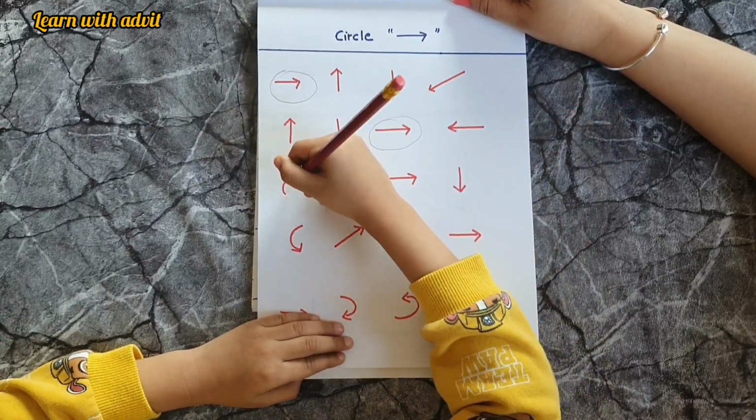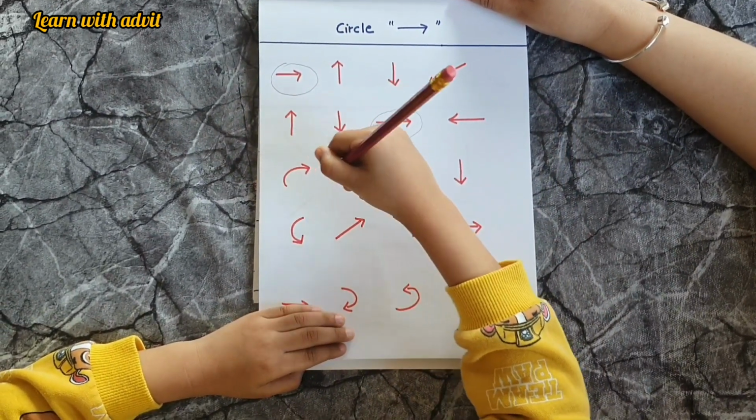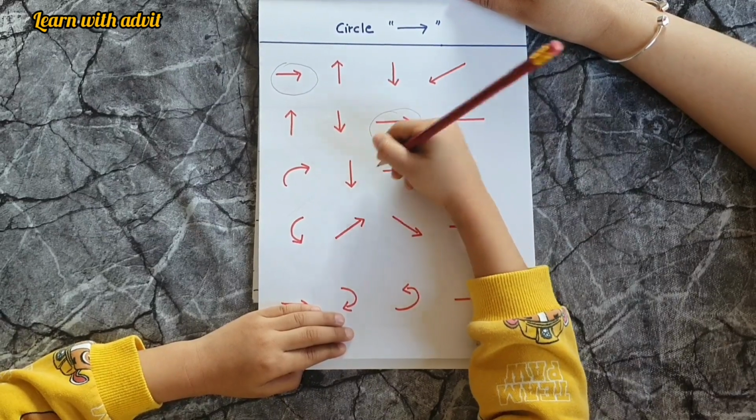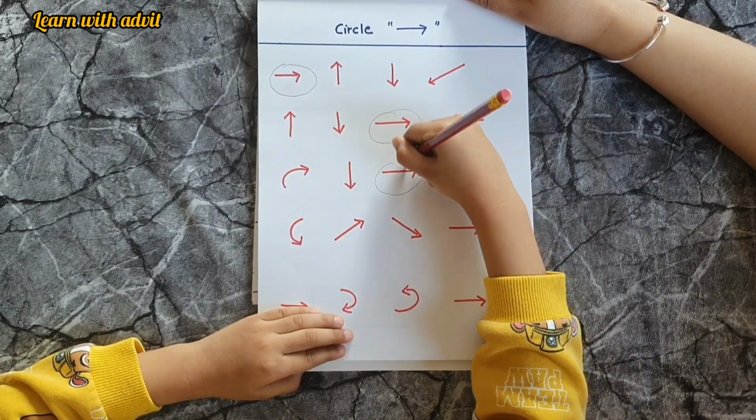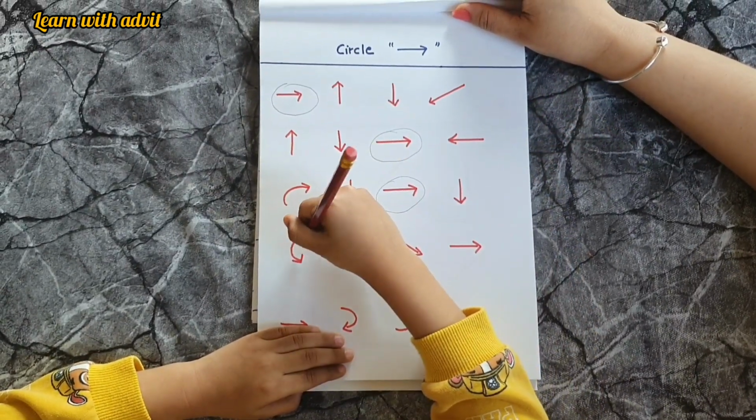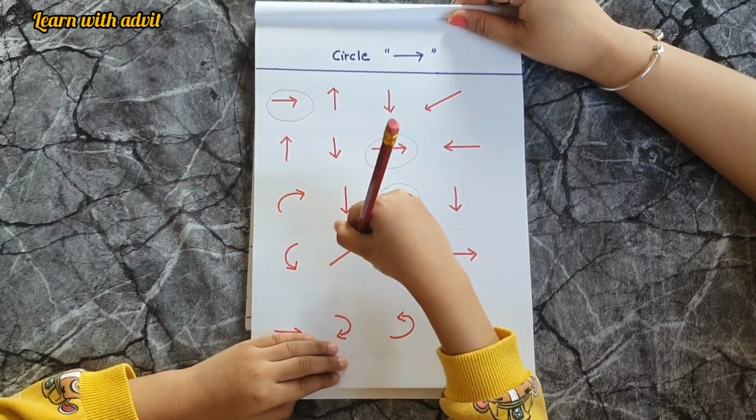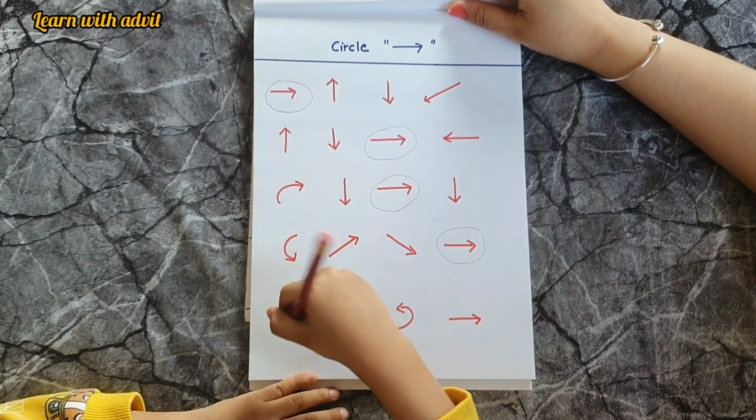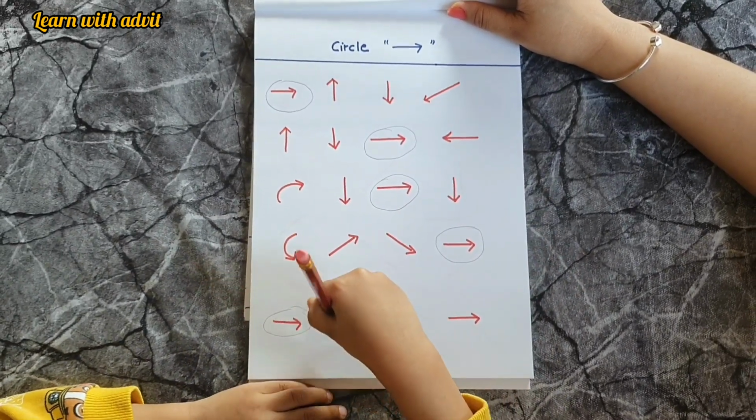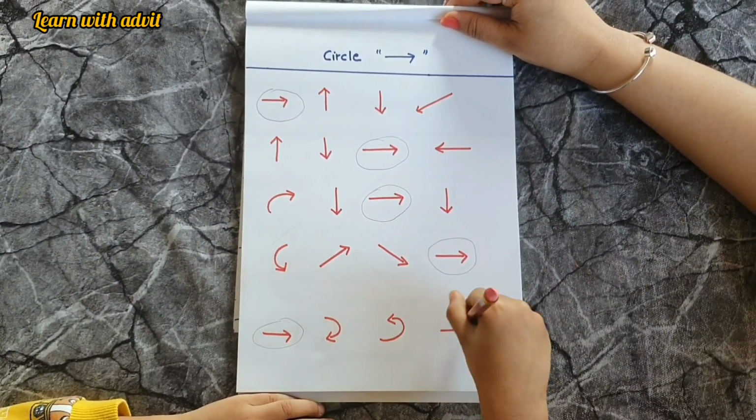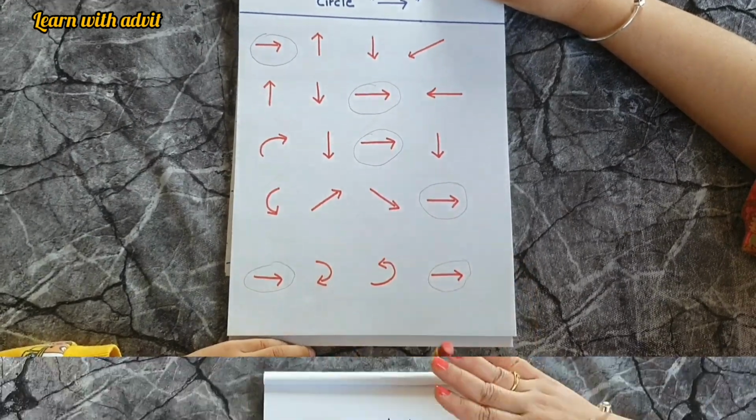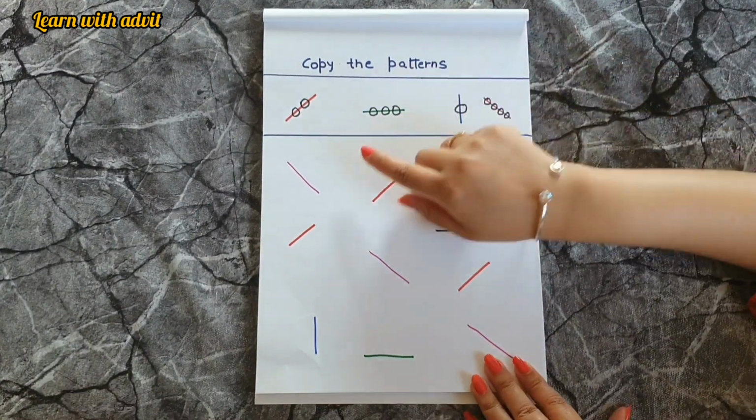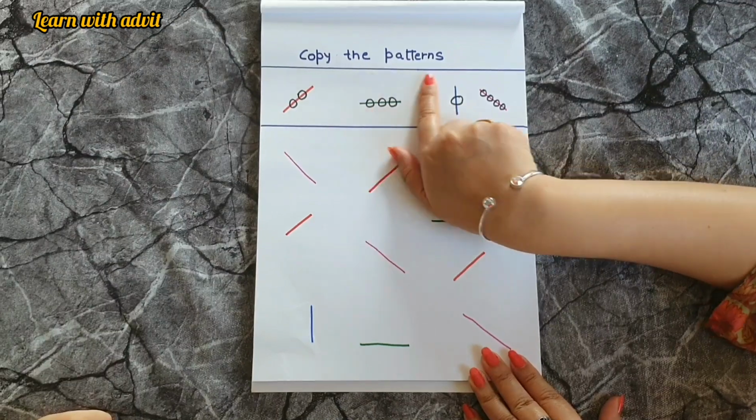Left arrow, turn arrow this way, down arrow. I found a right arrow. Very good. Down, curve down, up there, a right arrow. Right arrow, curve down, curve up. Very good. This is my favorite one. And this is also my favorite. Yeah, copy the patterns.